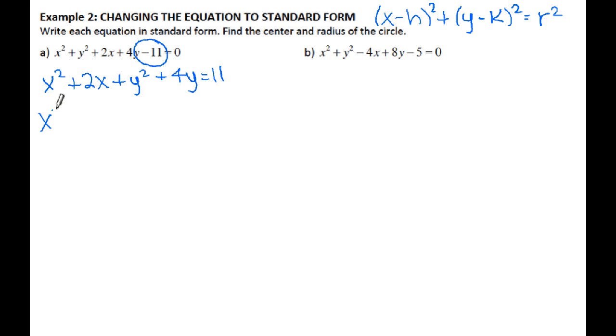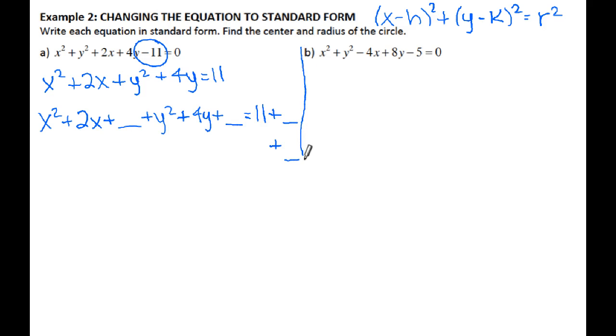Now since we have to complete the square, we're going to have to insert some blanks. Since we're adding blanks on this side, we're also going to have to add 2 blanks on this side. And I'm putting them on top of each other because I know I'm going to run out of space over here.